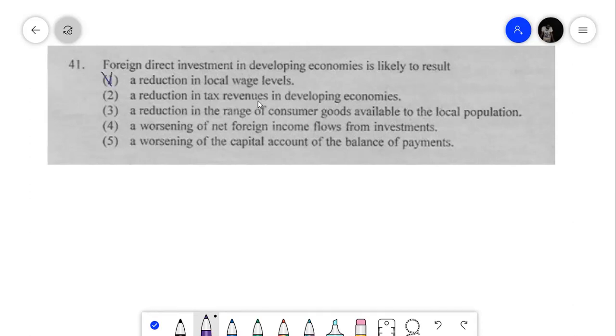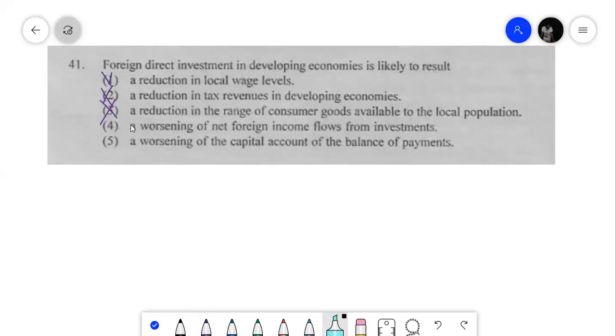Reduction in taxes, no, guys. Now, if Coca-Cola comes to Sri Lanka and starts their factory, the Sri Lankan government can tax Coca-Cola, right? So there will not be a reduction in the tax revenue, there will be an improvement in the tax revenue. A reduction in the range of consumer goods? No. Now the consumers have more goods to purchase, right? They have the domestic goods, they have the foreign goods, they have everything. So there is no reduction in the range of consumer goods, it's an increase. That's also wrong.